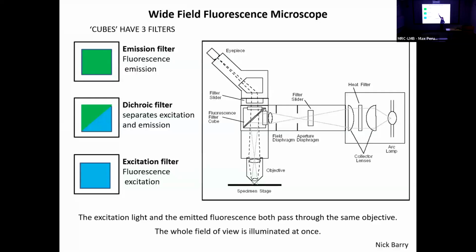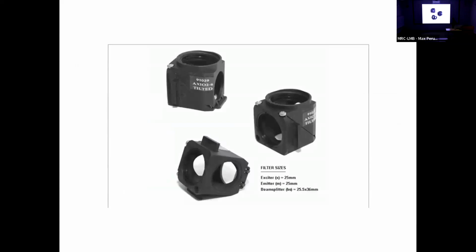Those filters are all in this little block of plastic or metal inside the microscope, and we can switch between them to look at different colors. They typically look like this. There's a dichroic filter on an angle, an excitation filter, an emission filter, and then you can select a bunch of those inside the microscope to see the different colors.